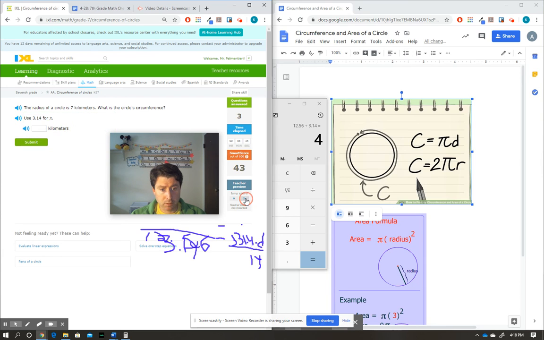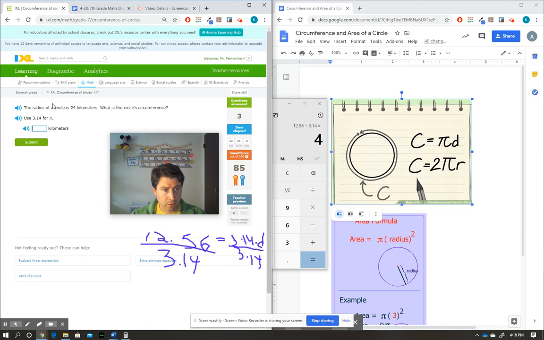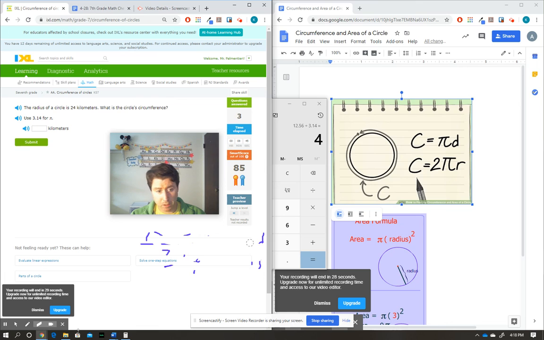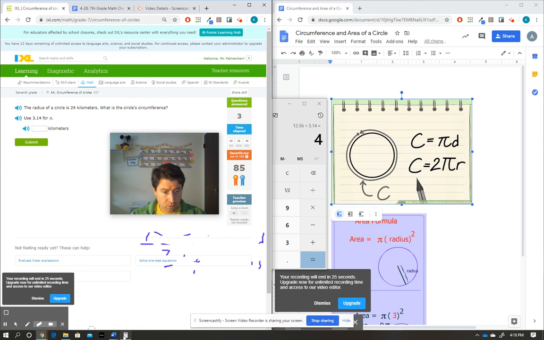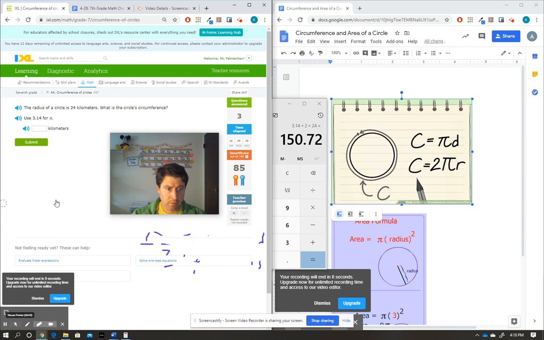Okay, I'm going to jump one more level. That might be all I have time for. Now they're going to tell us the radius of a circle is 24 kilometers. This time they're not going to give you a circle to look at. They're just going to tell you what the radius is. So you go over to here, and you know you're going to use this formula. On your calculator, we're going to clear it. We know we're going to do 3.14 times 2 times the radius, which is 24. So there you go. Then it's going to be 150, and I have just a little bit of time left.